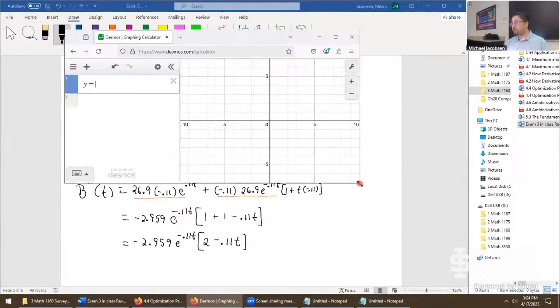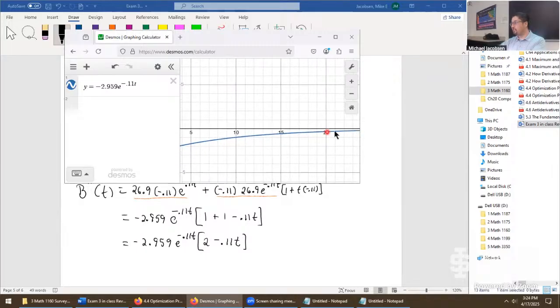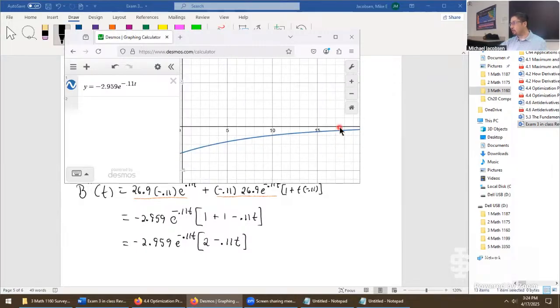The graph of our second derivative is y equals negative 2.959 e power negative 0.11t. So that's the curve so far. And encouraging, right? Looks like it's always negative. Doesn't seem like it hits anything, or it doesn't hit the x-axis rather.